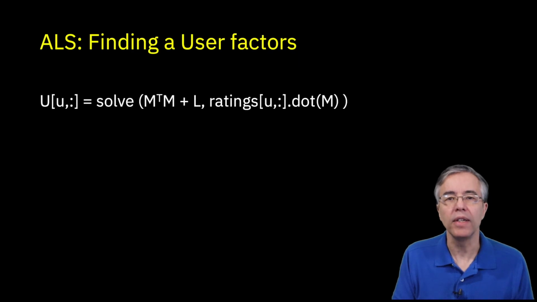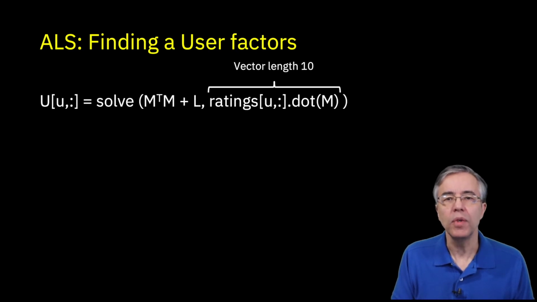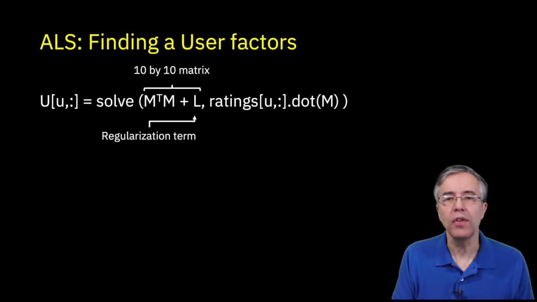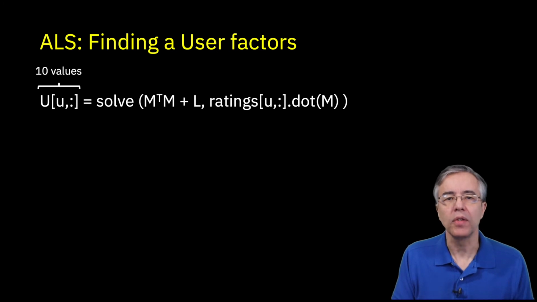Let's look at what is happening in pseudocode. We multiply the 1,682 ratings of user U by the movie factors. This results in a vector of length 10. The left side of the solve function is a 10 by 10 matrix. We add the lambda 10 by 10 regularization matrix. The result is a calculated 10 factors for this user.